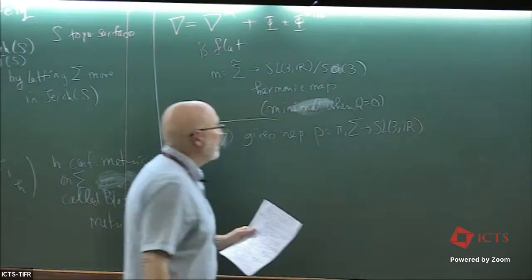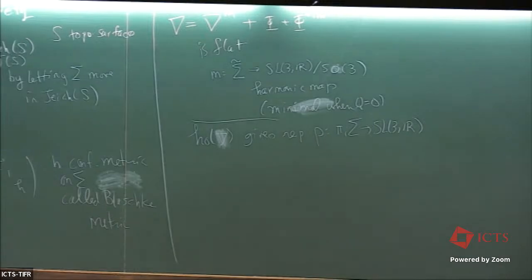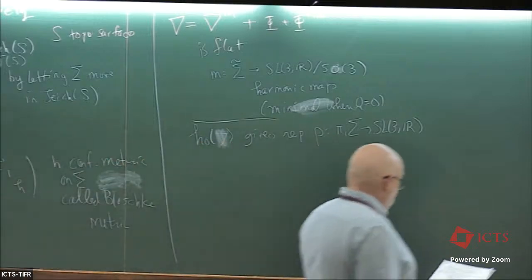SL3R. Okay? And again, these are naturally complex vector bundles, so it would be like SL3C, but there is a real form, which is not quite the standard one, where you can put this into SL3R. Good? All right.